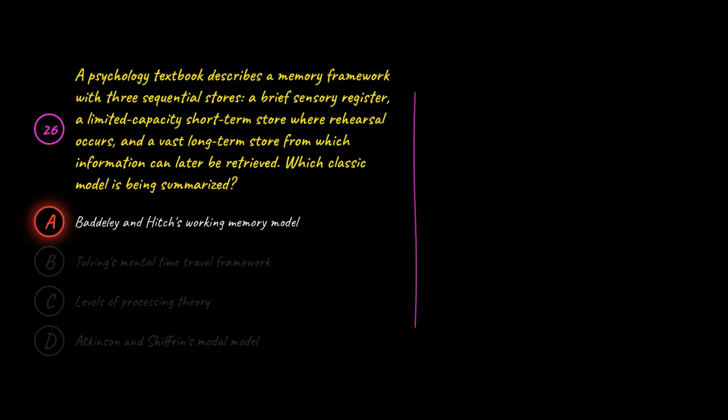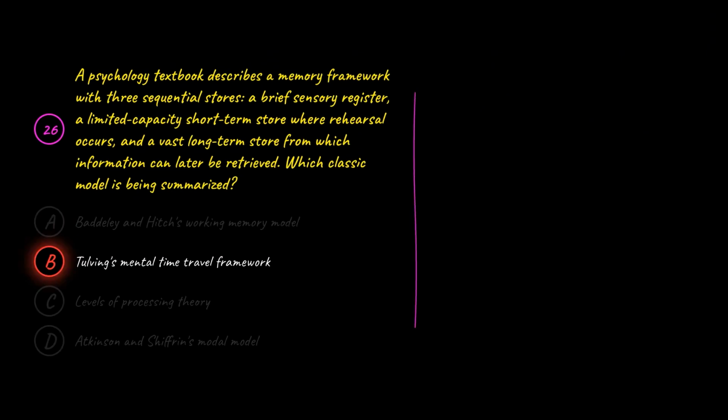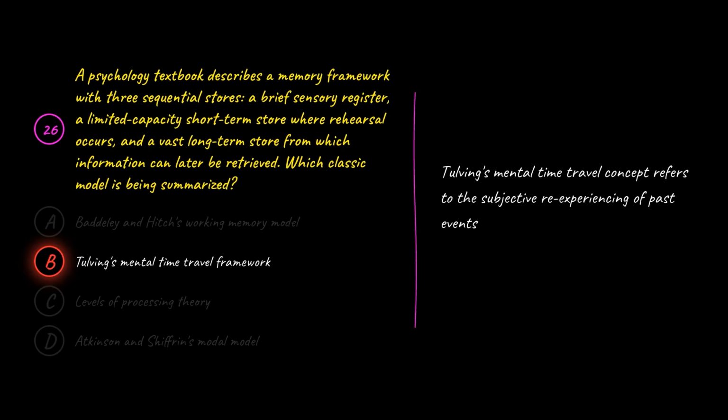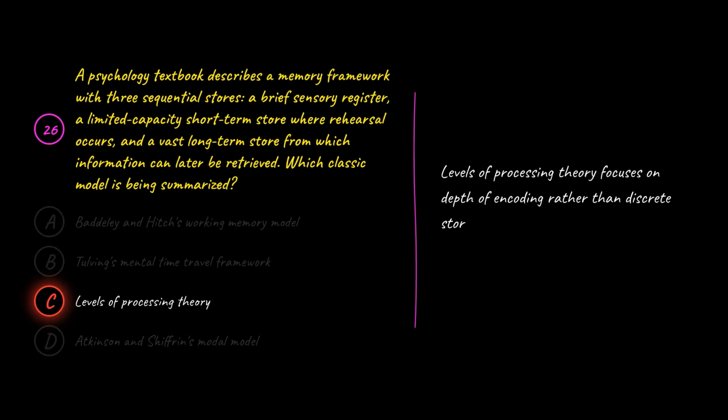A is wrong because Baddeley and Hitch's working memory model is a refinement of the short-term component, with subsystems like the phonological loop, but does not itself describe the full three-store flow. B is wrong because Tulving's mental time travel concept refers to the subjective re-experiencing of past events, a property of episodic memory rather than a structural model.